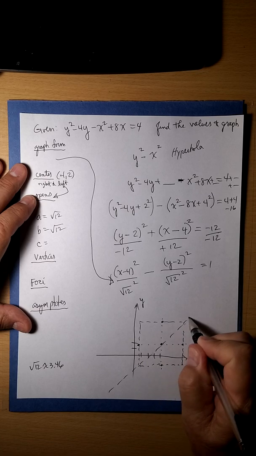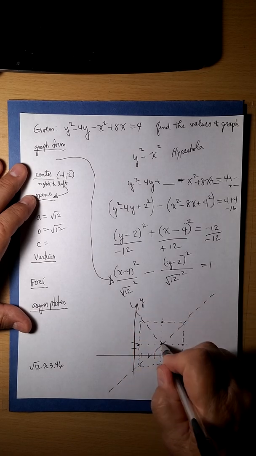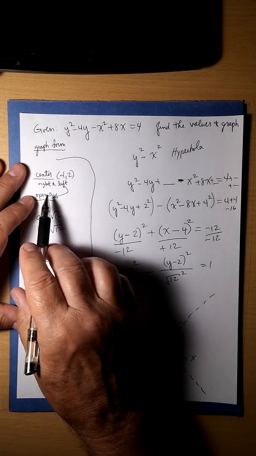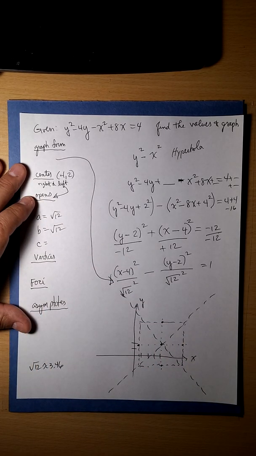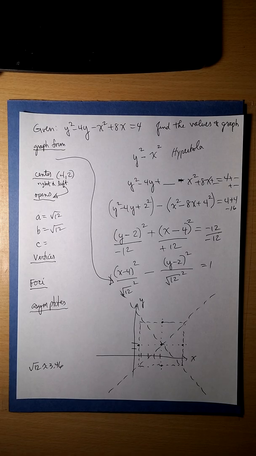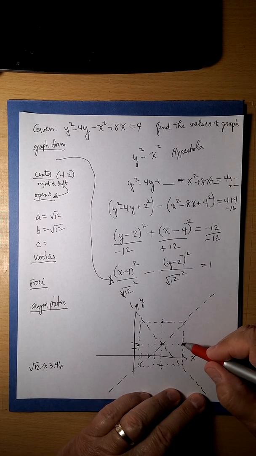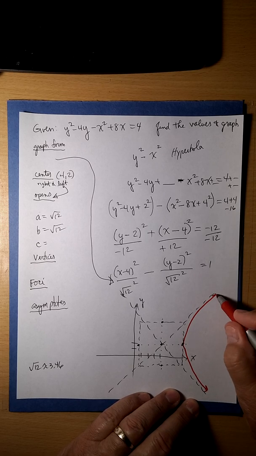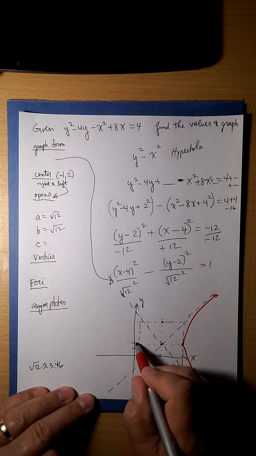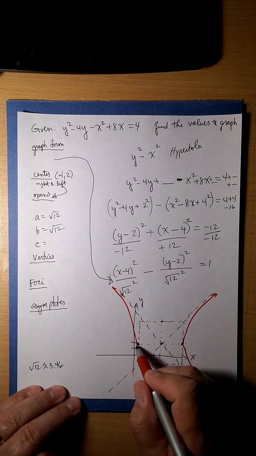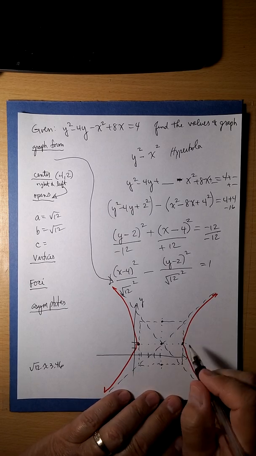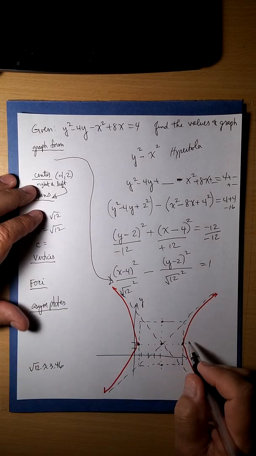Put in the diagonals, which are the asymptotes. And this is where opening right and left becomes real important. Opens right, approach the asymptote, and left, approach the asymptote. Okay. The vertices are these points right here.